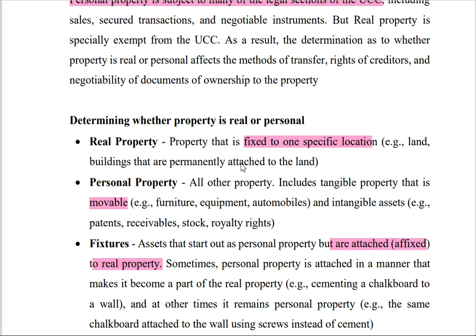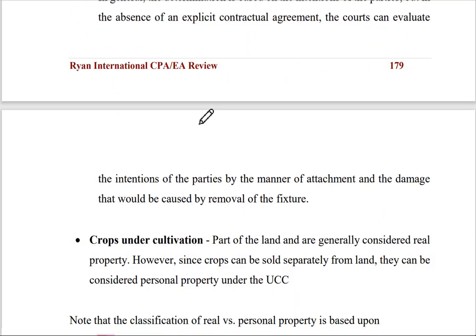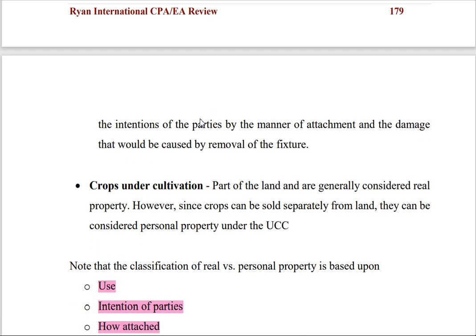Now, there could be some fixtures which are attached to a particular real property, then that's considered a real property. So when it comes to understanding real property and personal property, let's say land is a real property. Anything that grows on the land is a real property, right? And once it is not part of the land, then it becomes a personal property.